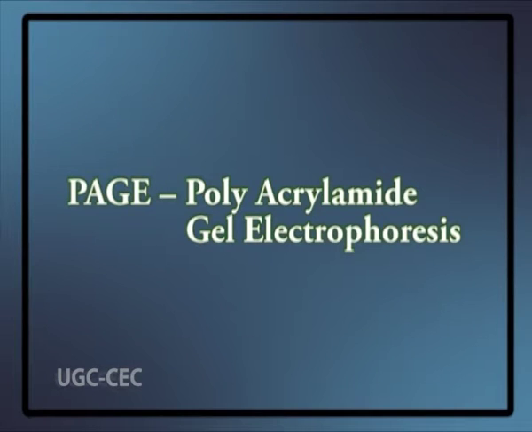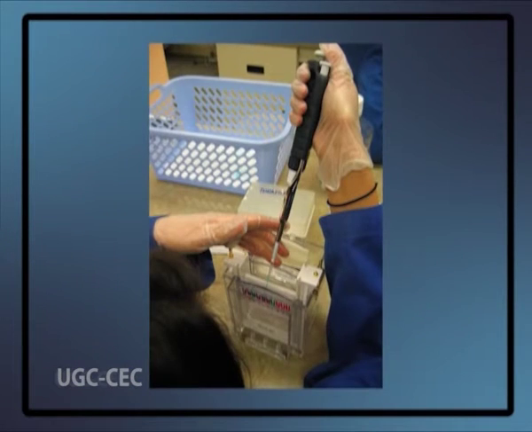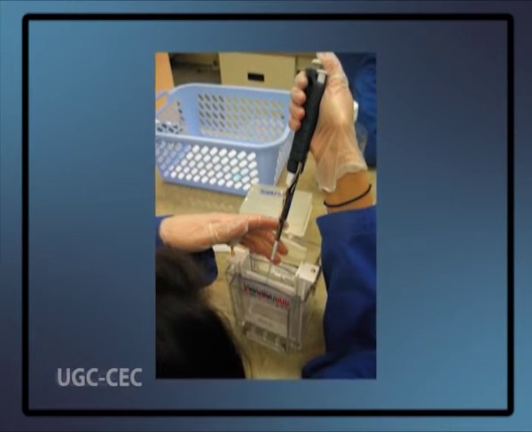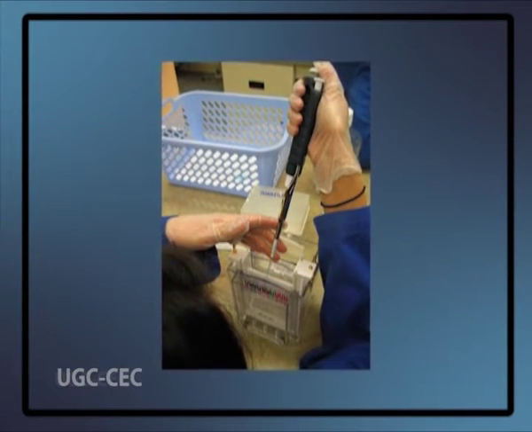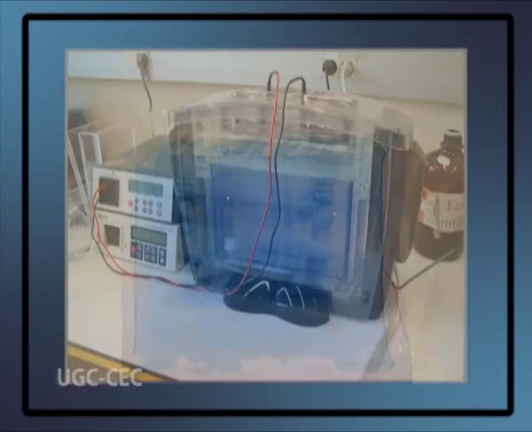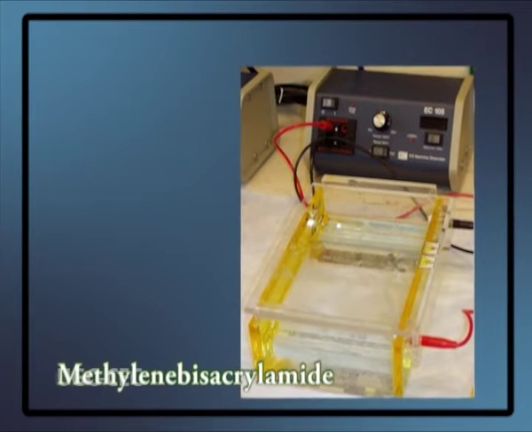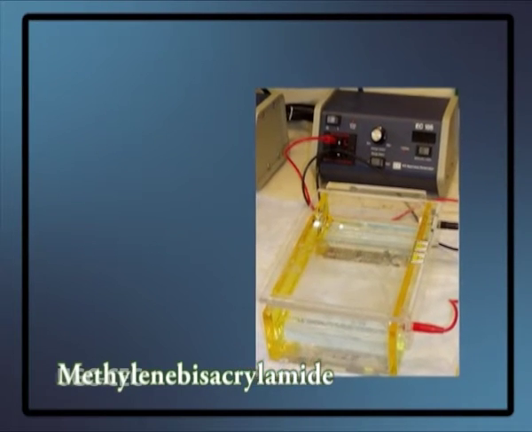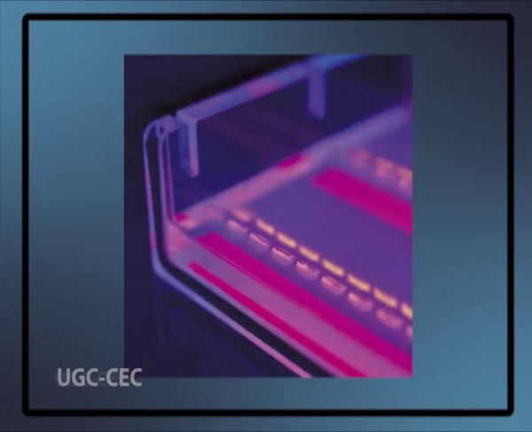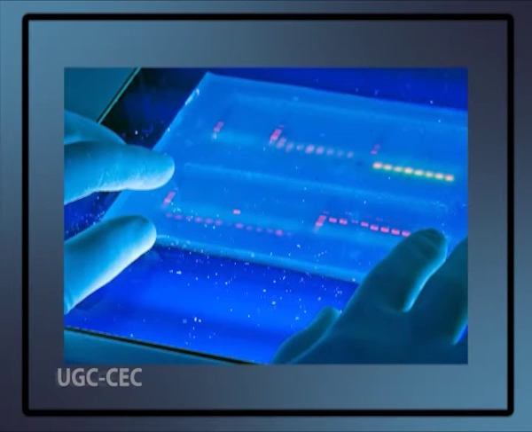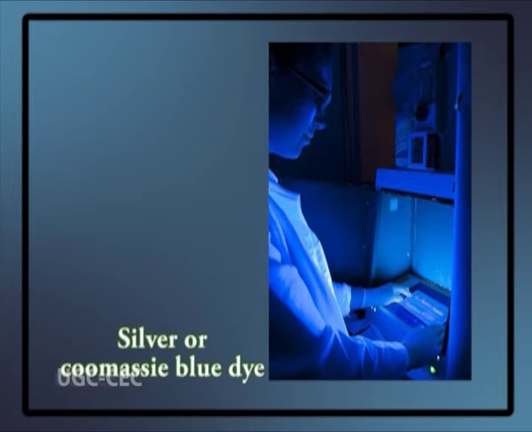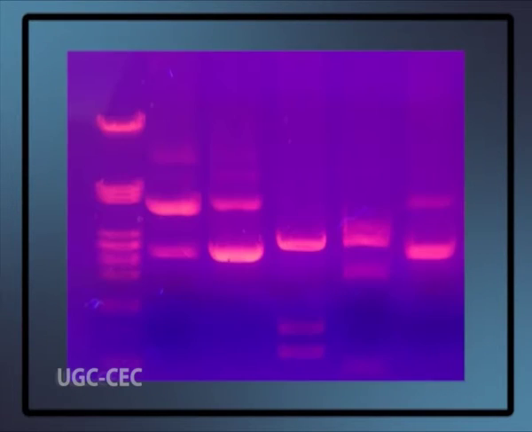PAGE, polyacrylamide gel electrophoresis. PAGE is a type of gel electrophoresis whereby the normal gel is replaced with polyacrylamide gel used as support media. In this method, gels are made by free radical induced polymerization of acrylamide and N,N'-methylenebisacrylamide. It is the most widely used technique of electrophoresis. In this method, ethidium bromide, silver or Coomassie blue dye may be used for visualization of molecules in the gel after the completion of electrophoresis.